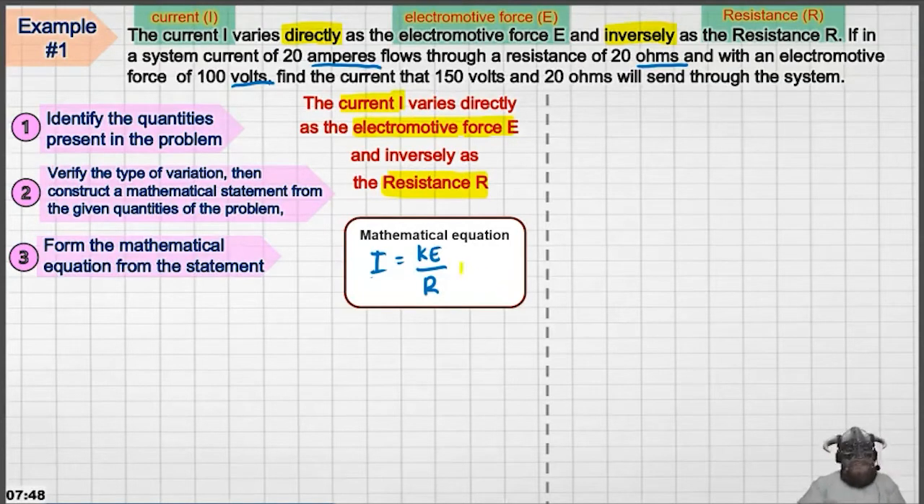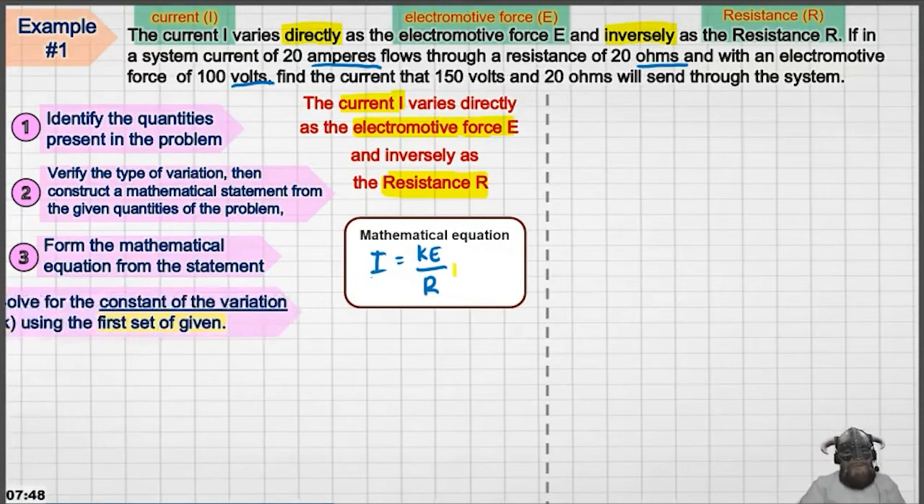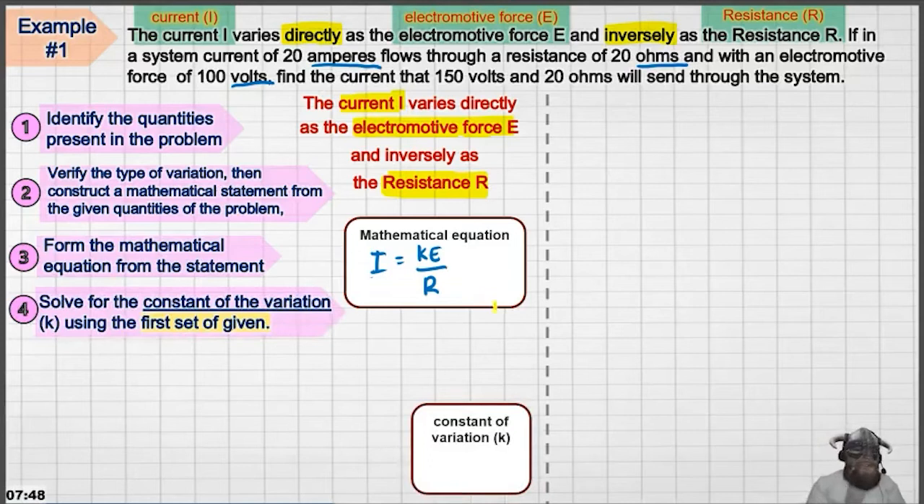Yan, so, ayun yung ating representation from that statement. So, step number 4 is for us to use this mathematical equation at the same time the first set of given. So, ano yung first set of given natin dyan? Highlight ko lang. Yun nasa pangalawang sentence. First, the current. So, huwag kayong malito. Once again, it's represented by I. So, lagay ko dyan, I is equal to 20. And then we have resistance, capital R is equal to 20.